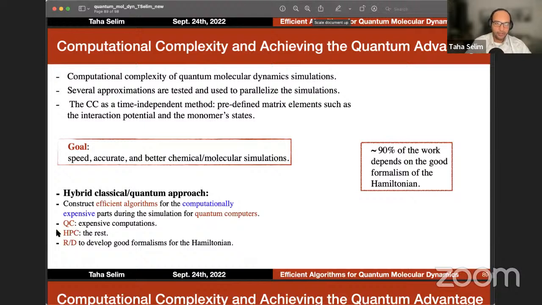Of course, this would require some R&D work, because to develop a good formalism of the Hamiltonian, you have to make these tests that we have seen, but the results are rewarding, because once we have a nice way to formulate the Hamiltonian, it can be generalized in certain coordinates, and it can be used for small molecules, and hopefully it can be generalized. And this is basically a plan to overcome that challenge.